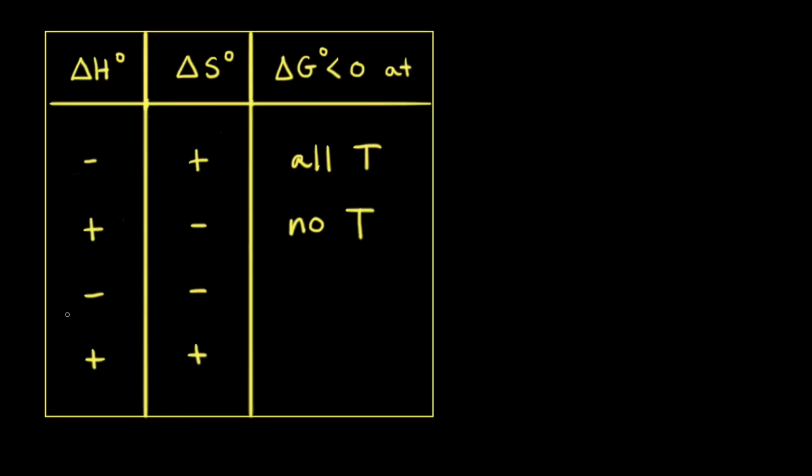So when delta H naught is negative, that's favorable. But when delta S naught is negative, that's not favorable. And we just saw from the calculations that delta G naught will be negative at low temperatures. So let's write that in here in our chart.